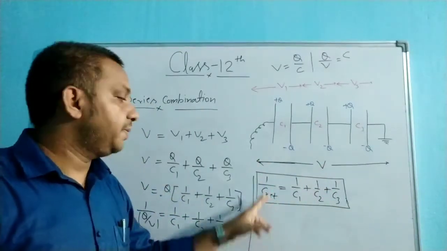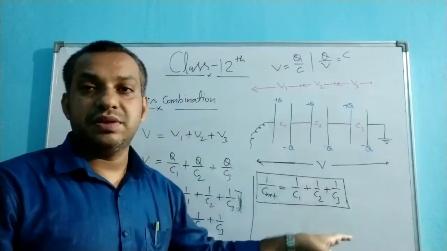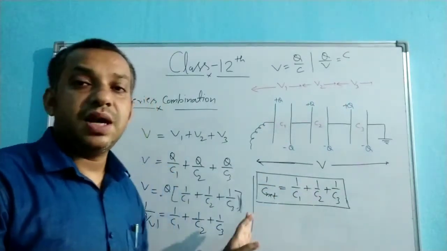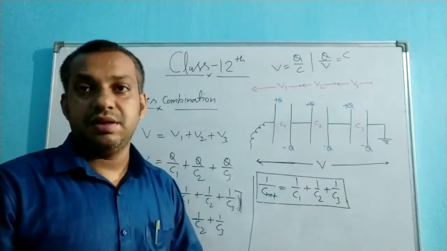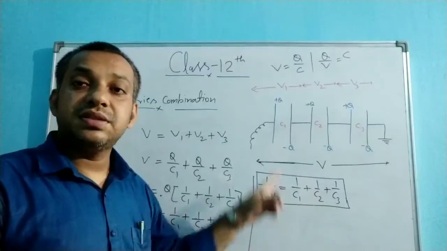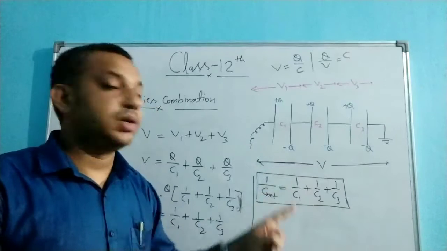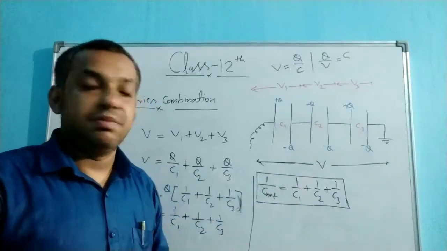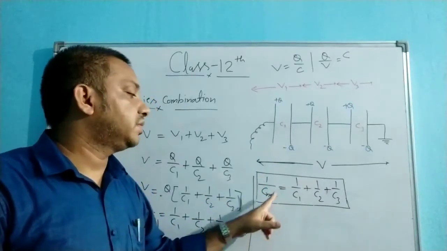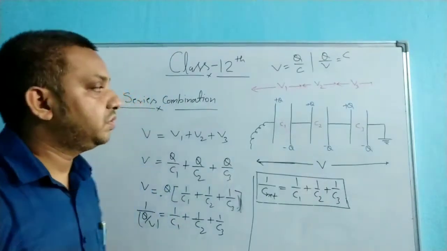So in series combination, you see the formula 1 upon C net is equal to 1 upon C1 plus 1 upon C2 plus 1 upon C3. Don't be confused. In the series combination of resistance, you have the formula R net is equal to R1 plus R2 plus R3. But here, in the series combination of capacitors, you are getting a formula similar to the parallel combination of resistances, where 1 upon R net is equal to 1 upon R1 plus 1 upon R2 plus 1 upon R3. But here in the capacitor series combination, you are getting 1 upon C net is equal to 1 upon C1 plus 1 upon C2 plus 1 upon C3.